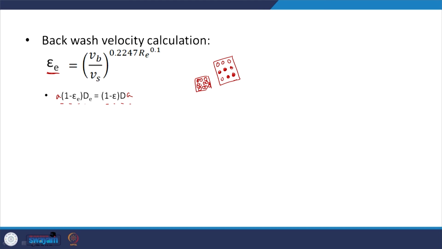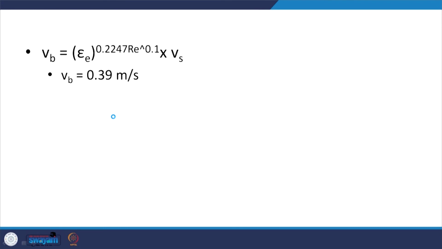Yes. So, the area cancels out, and you see that I can calculate the porosity of the expanded bed given the other variables, and the porosity of the expanded bed is supposed to be 0.53. So, I plug this into the relevant equation, and we get the backwash velocity to be 0.39 meters per second, and I guess with that we are done with the major aspect.